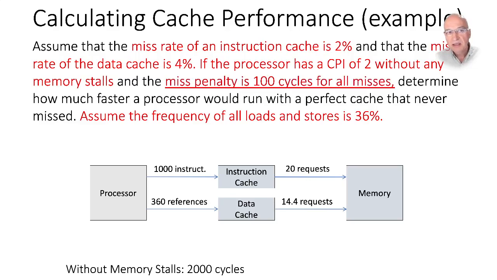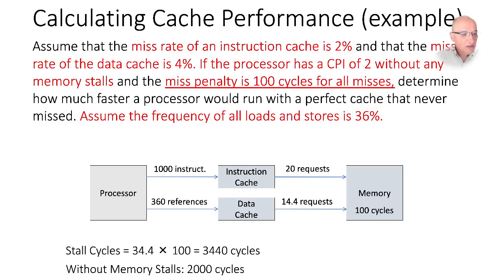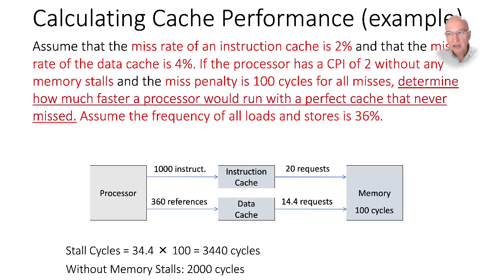And then it says that the miss penalty is 100 cycles for all misses. So in the memory, I get 100 cycles delay when I access the memory. So now I can compute the stall cycles. The stall cycles will be 34.4 times 100. That's 3,440 cycles that are my stall cycles for this machine.